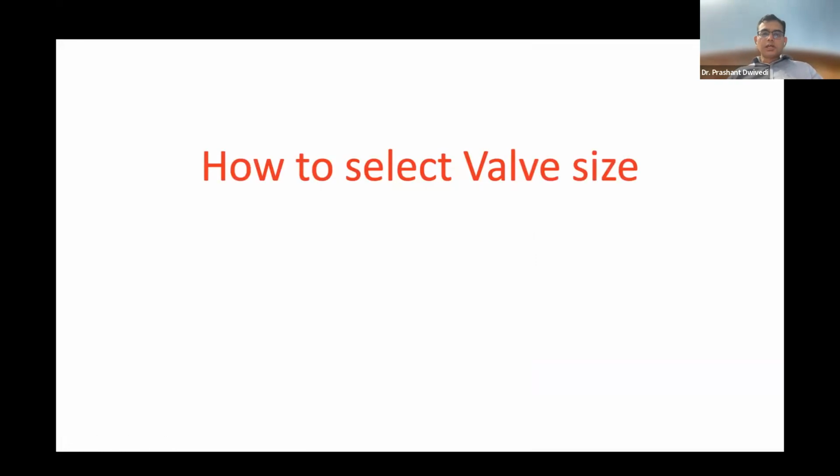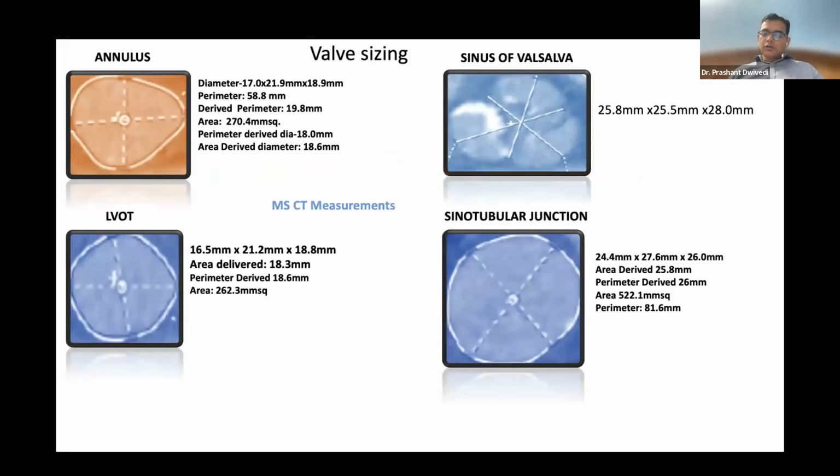So now the question comes: how to select a valve size. The valve sizing is different for the balloon expandable valve and different for the self expandable valve. It's not only the annulus which determines the valve size, especially in the borderline situation where two valves can be implanted. Suppose a 23 or a 26 millimeter valve, both can be implanted. Then we need to look at the other parameters, how the LVOT is going to behave, how the sinus of Valsalva is going to behave, how the STJ is going to behave, and then we take a decision on the exact valve sizing by taking into account all the 4-5 aspects.